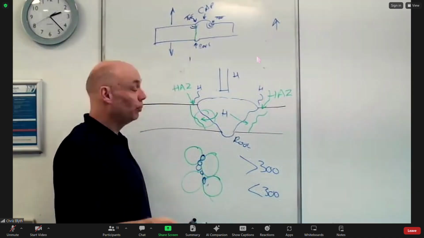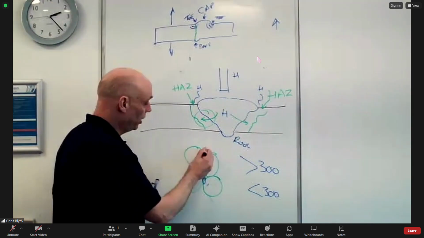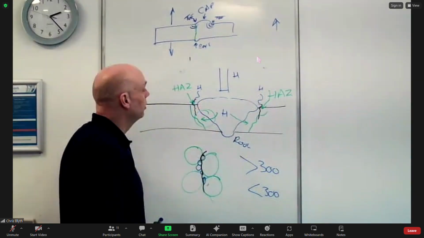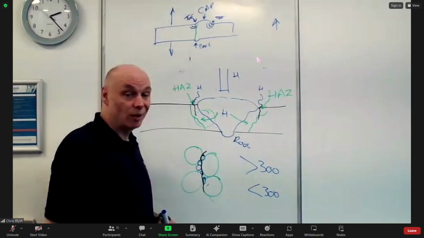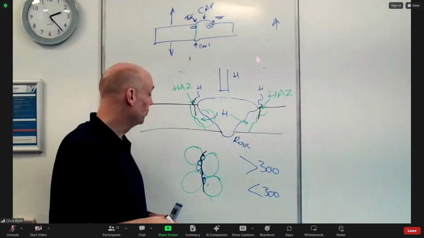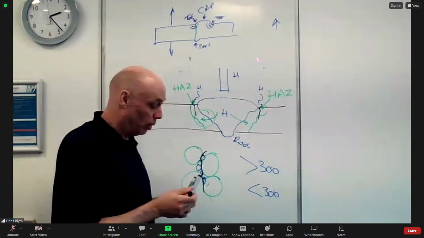Okay. And that builds up pressure and effectively causes the material to crack. So you get cracking in the heat affected zone. Okay, and that's hydrogen induced cold cracking. Okay. And that's about as much as you need to know for this.